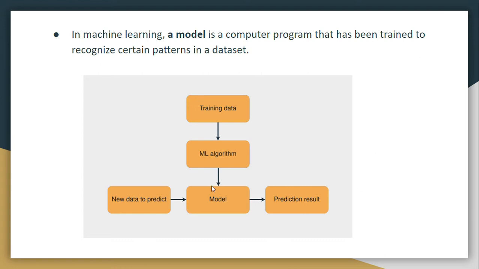If you look at here, this is where our model is situated, and this is the training data and the algorithm. This training data and the algorithm are what form the model. Once the model has been trained and the algorithm has been developed, if I give it new data, it is able to give me some kind of prediction.